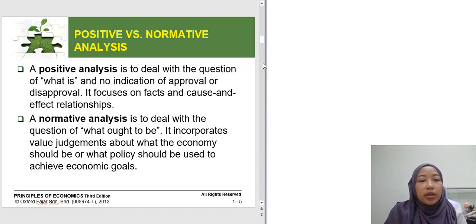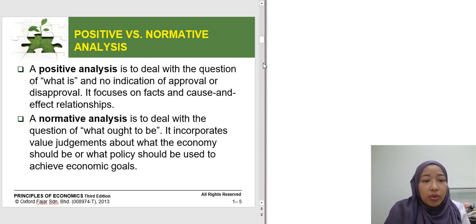Which is on positive versus normative analysis, or we can say positive statement and normative statement. So in economics, you are going to find a lot of terms, a lot of theories. So we are going to understand whether the theory is a positive theory or a normative theory, positive statement or normative statement.